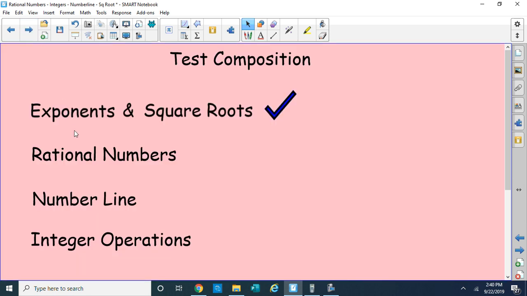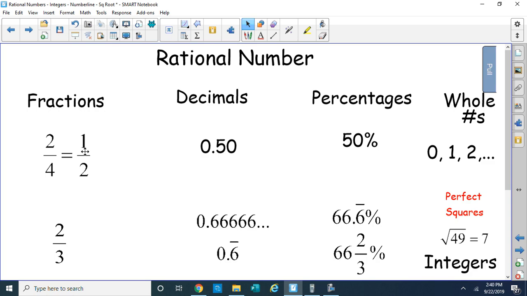So our next topic would be rational numbers. All right, so rational numbers, we have fractions, decimals, percentages, and whole numbers. So I see integers and perfect squares down there. So let's deal with rational numbers. Rational numbers are fractions that we can have that are decimals or repeating decimals, I see, and percentages. So whole numbers, those are rational numbers. Anything that can be turned into a fraction would be a rational number.